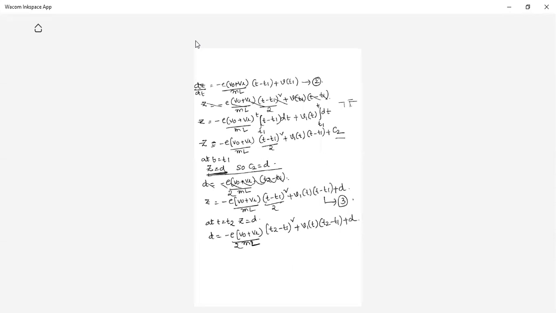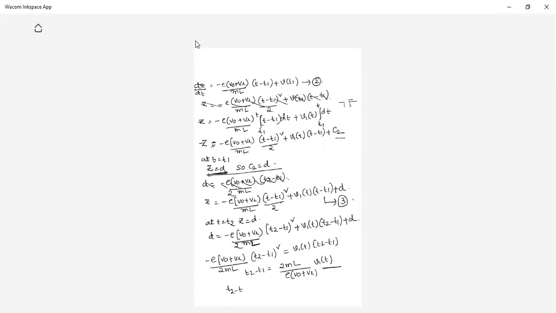So d can cancel on both sides. If you take these terms to the right hand side, what you are going to get is v naught plus vr, 2 ml, (t2 minus t1) square is equal to v1 of t, (t2 minus t1). So actually I need t2 minus t1. T2 minus T1 is equal to, when you substitute and simplify, this is the expression you are going to get into V1 of T. So the round trip transit time is nothing but this.